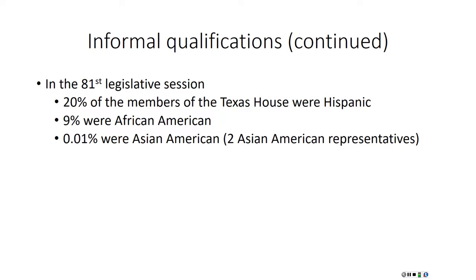Do y'all know what the current makeup is of gender in Texas? It's actually pretty evenly split. It's about 50-50 men and women. So do you think this means that 50% of the seats were held by men and 50% of the seats were held by women? No.